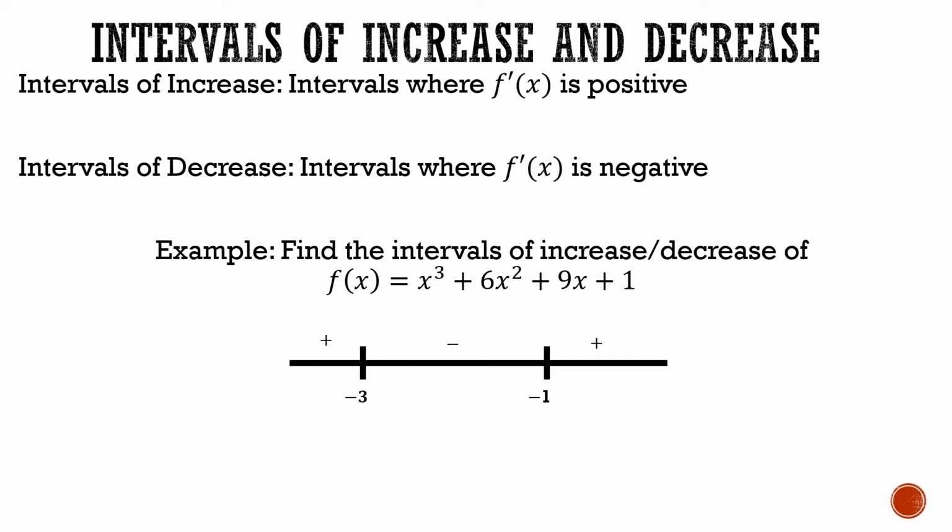Now, if you remember, your derivative was 3x squared plus 12x plus 9. That was a quadratic pointed upwards. So I know that to the left of negative 3, for sure that's going to be positive. And then I know in the middle I have a negative, and out to the right I have a positive, by the rules of a quadratic. And therefore I know that it's increasing from negative infinity to negative 3 and from negative 1 to infinity, and then it decreases from negative 3 to negative 1.